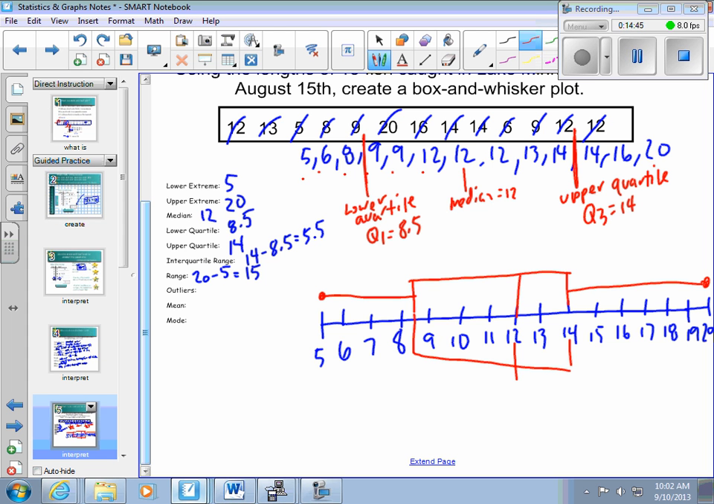On this one then, outliers, there are no outliers. There's no data points that don't appear to fit, so this one has none. And then mean and mode we'll talk about in class, and we'll talk more about this box and whisker as well tomorrow.